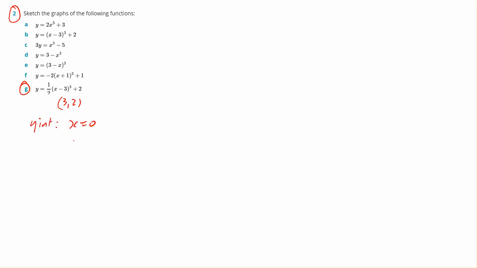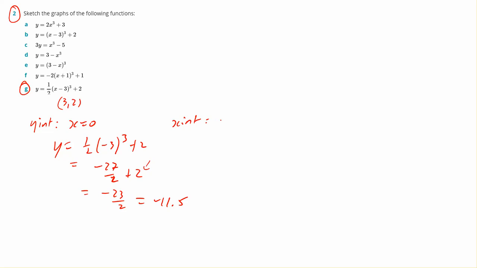X equals 0, so y equals a half minus 3 cubed plus 2. Now minus 3 cubed is negative 27 because it's negative 3 times negative 3 times negative 3. Overall it's negative 27 over 2 plus 2. Now if I can make it over 2, then 2 is 4 over 2. 4 over 2 minus 27 is minus 23 over 2, which is negative 11.5 roughly.